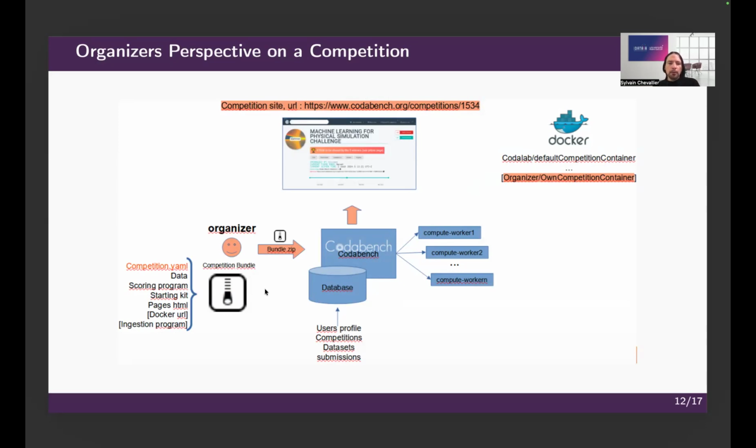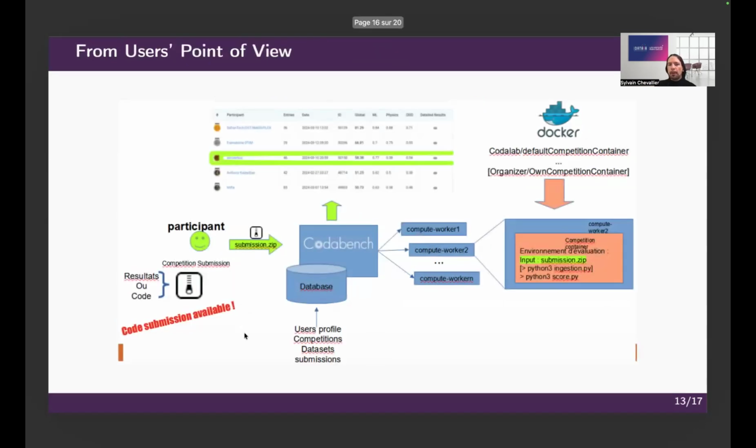And for the organizer, your responsibility is to provide the data, the scoring program, a starting kit, and to describe in HTML pages how the competition will be handled, the different phases, the different dates, and if needed, some ingestion and scoring programs.